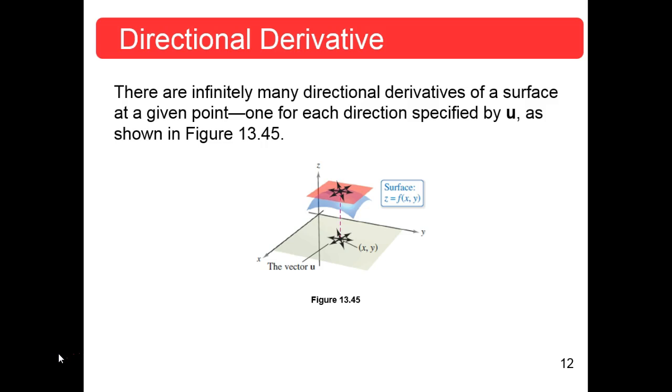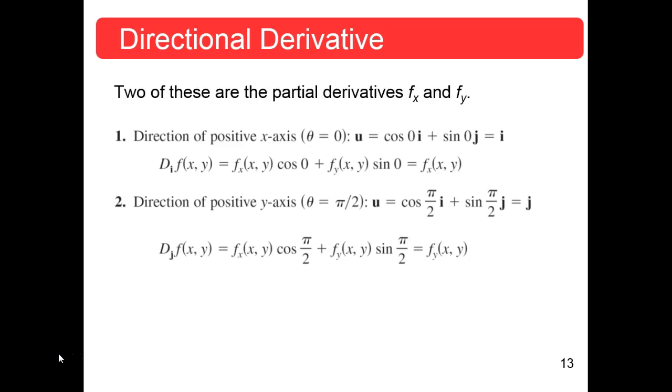So there are infinitely many directional derivatives of a surface at a given point. One for each direction specified by u, which would be any value theta you wanted to choose. Any value theta. And that would give you a directional derivative in that direction along that unit vector. Two of those are the partial derivatives, f sub x and f sub y.